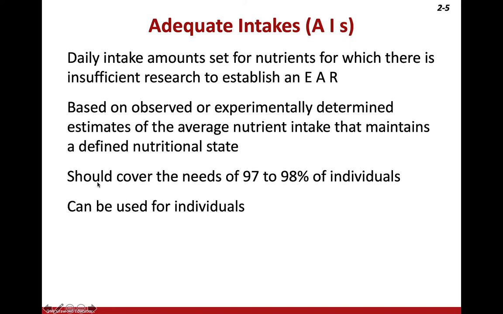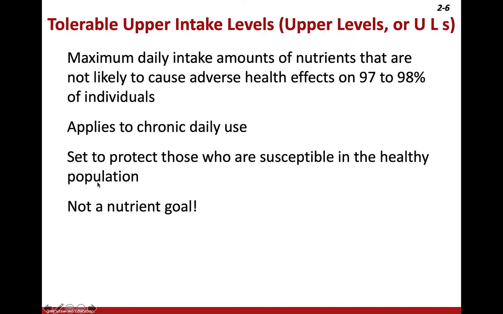Now, this is also going to be important here because some of these can actually be toxic in large quantities. A majority of these may be minerals, such as iron. Iron can be toxic in large volumes, as can our fat-soluble vitamins. And so tolerable upper intake levels, or ULs, this is the maximum daily intake amounts of nutrients that are not likely to cause adverse effects in 97 to 98% of individuals. So once again, these are designed for the individual along with the RDA and AI.